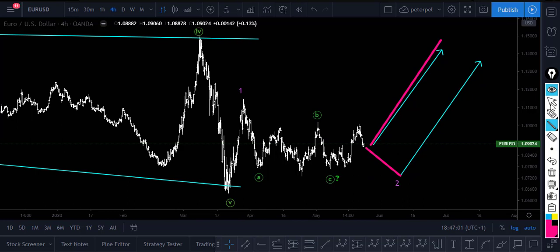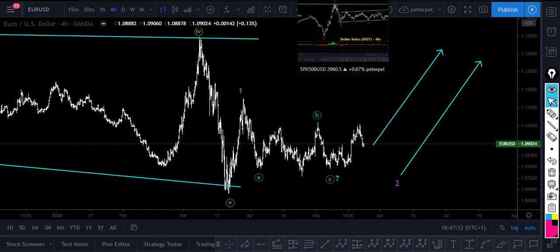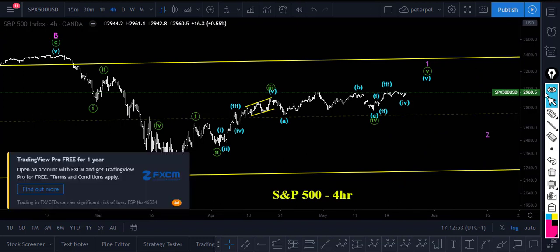That is why it is behaving that way. But once the impulse starts, it's going to be fast and sharp. So you keep your eyes open so that you can catch the impulse when it starts. Let's look at some stocks and indexes.